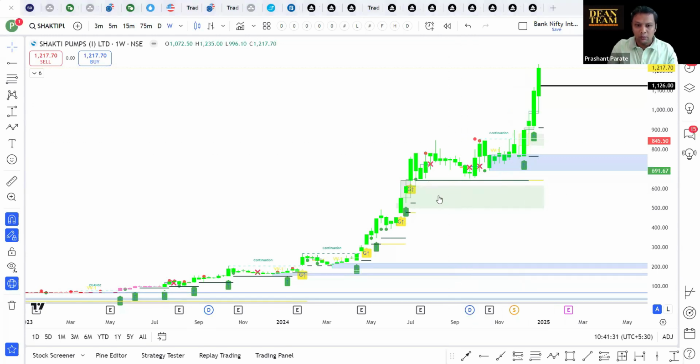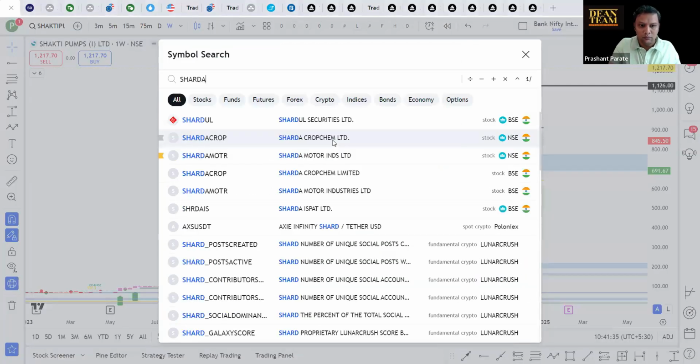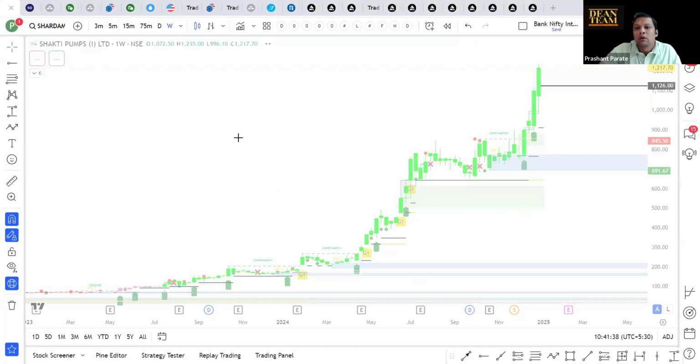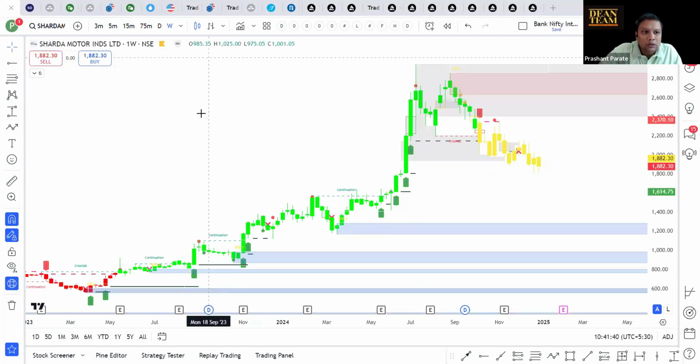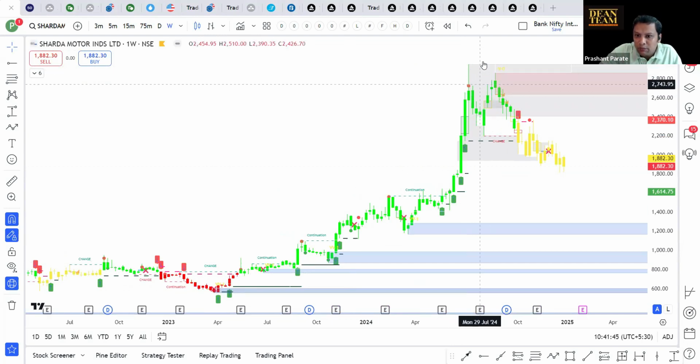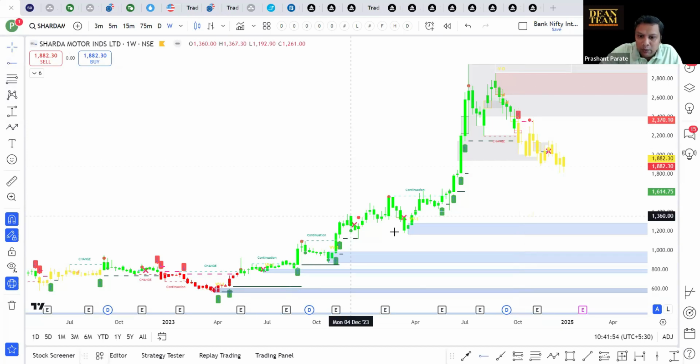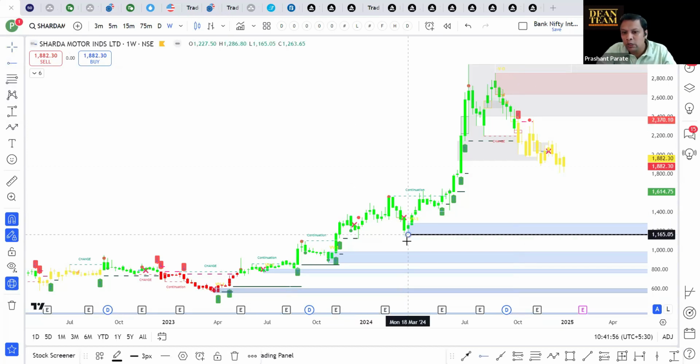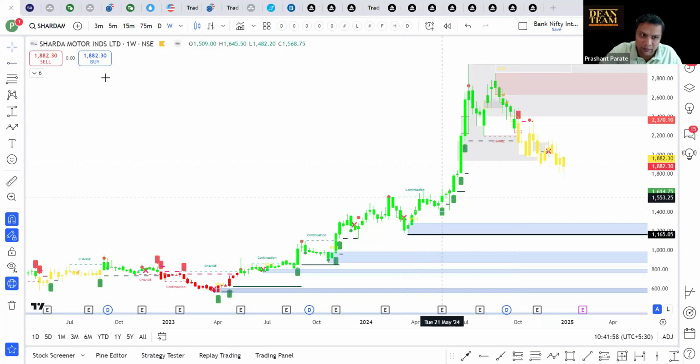Sharda Motor, Hind Copper. Sharda Motors is up from here 765, went up to 4 times. Now it shows a selling force candle, so partial profit booking can be done. And if it is for investment purpose, one can just keep on holding with stop loss of 1165.